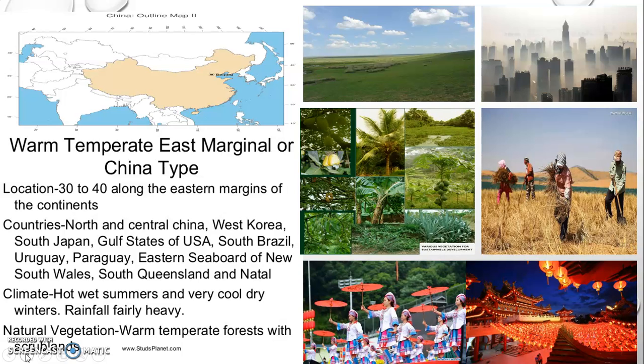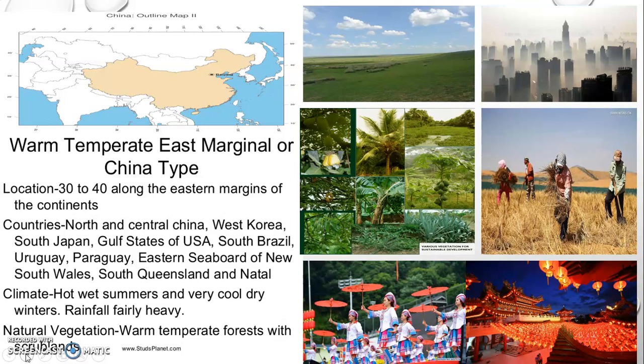Now, where is it located? It lies between 30 and 40 degrees along the eastern margin of the continent. You can see it in the picture. Countries like North and Central China, West Korea, South Japan, the Gulf states of USA, South Brazil, Paraguay, Uruguay, the eastern seaboard of New South Wales, South Queensland and Natal. These are some of the areas covered in the China type of region.